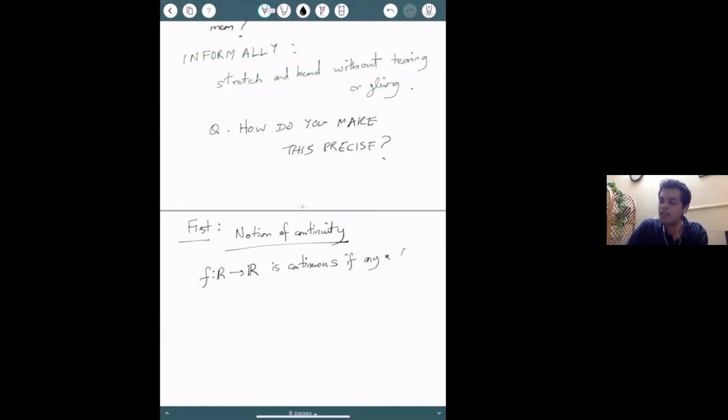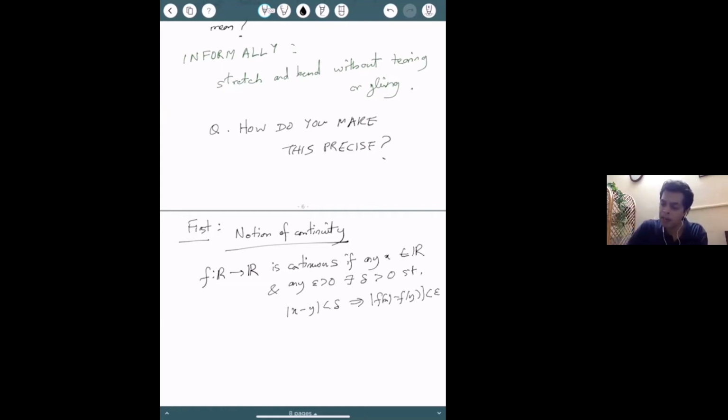This definition looks like this: for any x in R and any epsilon greater than 0, there exists delta greater than 0 such that if |x minus y| is less than delta, then this implies that |f of x minus f of y| is less than epsilon. Right, that's a mouthful, and it takes time to parse this.